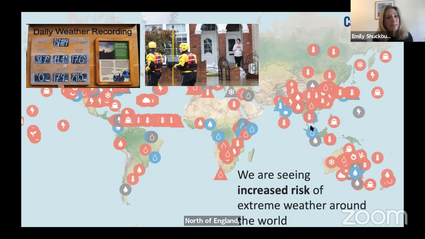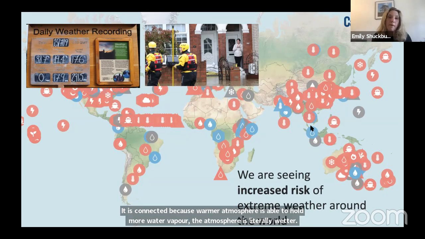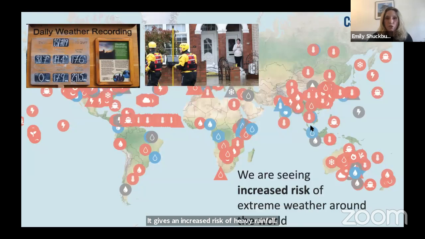And you can ask, why is that connected with climate change? It's connected because a warmer atmosphere is able to hold more water vapor, and so the atmosphere is literally wetter, which gives an increased risk of heavy rainfall events. And that's the primary reason for the connection between the two.